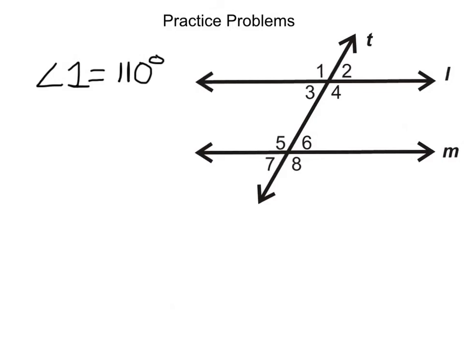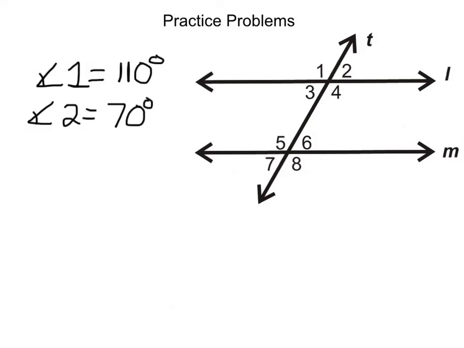So I'm going to help you out with the first one just to get you started. And what I want you to look at is if the measure of angle 1 is 110 degrees, what would the measure of angle 2 be? Okay? Think about all the different things that we've talked about. What would the measure of angle 2 be? Go ahead and pause your video if you need to think about it a little bit more. Measure of angle 2 in this case is going to be 70 degrees.